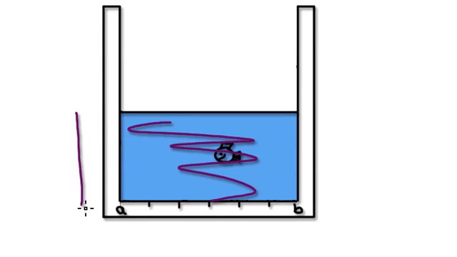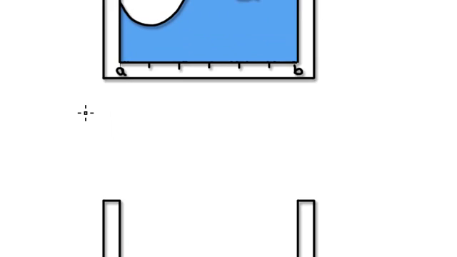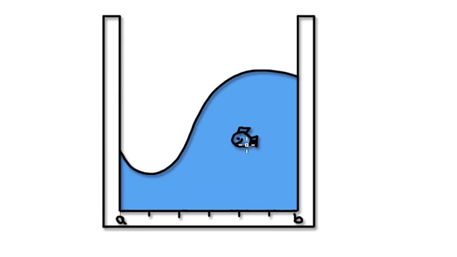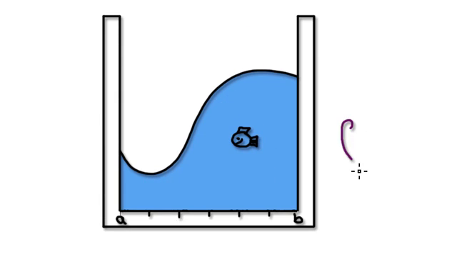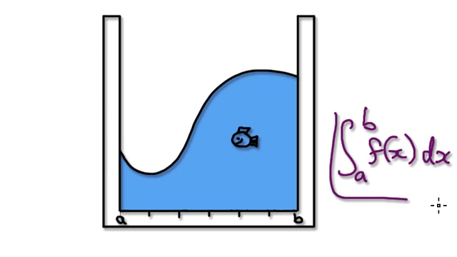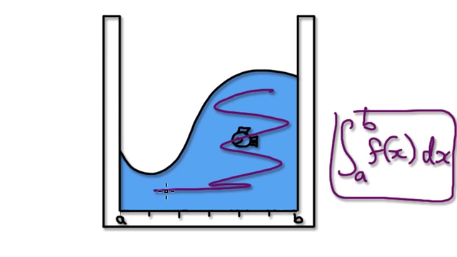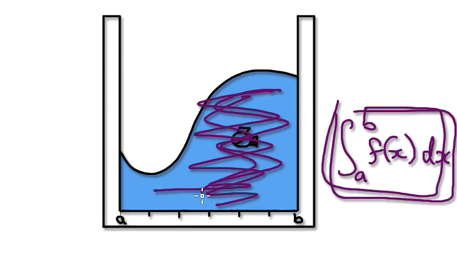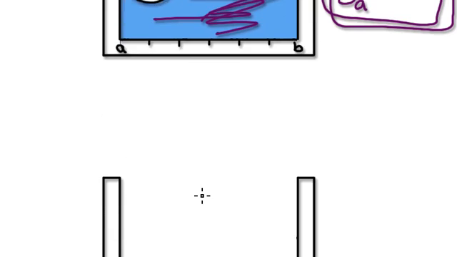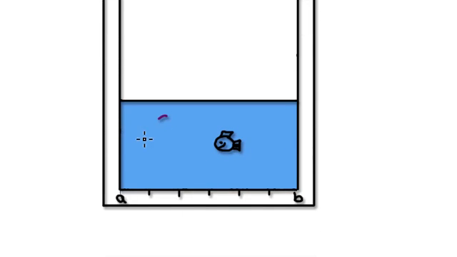So if you want to know the height here, you would work out the amount of water in here. You would evaluate the integral from A to B of f of x dx. This represents the area. The area here would be the same as the area here.